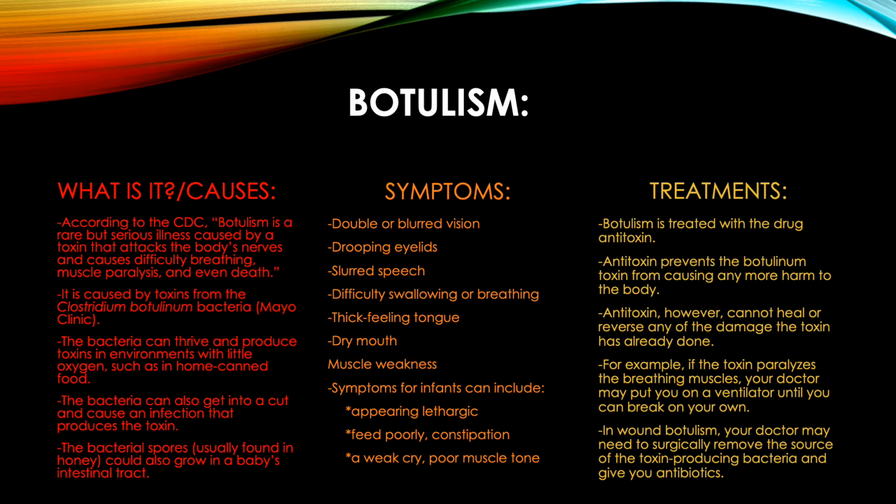And the treatment option right now for botulism is the drug called antitoxin, and antitoxin is actually preventing the botulinum toxin from causing any more harm to the body. However, it cannot reverse any of the damage that the toxin has already done. So, for example, if the toxin paralyzes your breathing muscles, your doctor may put you on a ventilator until you can breathe on your own, because although the antitoxin was given to you, it was able to stop any more of the paralysis happening, but it could not reverse any of the paralysis that has already been done to your breathing muscles.